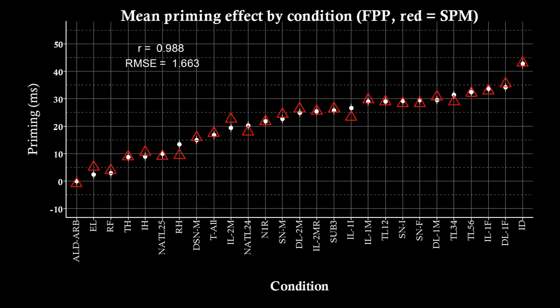So when we follow that procedure for all of the conditions in the form priming project, then this is what we get. And as you can see, it's not quite a perfect correlation, but it's not very far off. So in part 3 of this talk, I'll go on to talk about how we can test this model on a new set.